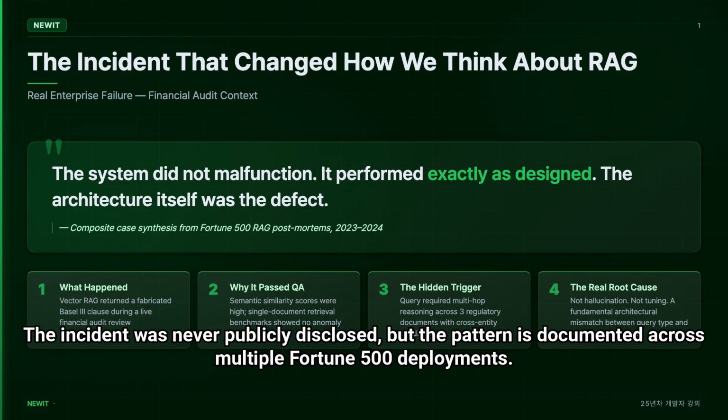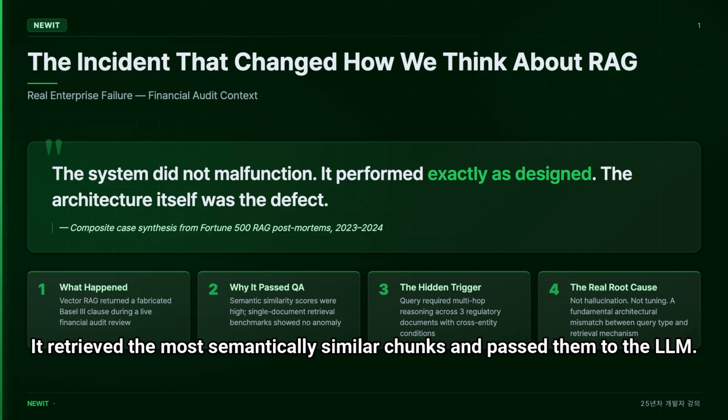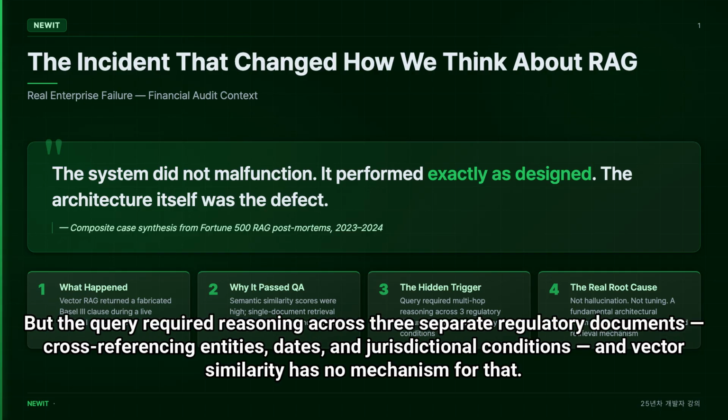The auditors cited it in a formal report. Legal exposure followed. The incident was never publicly disclosed, but the pattern is documented across Fortune 500 deployments. Here is the critical detail. The system did not malfunction. It performed as designed. It retrieved the most semantically similar chunks and passed them to the LLM.